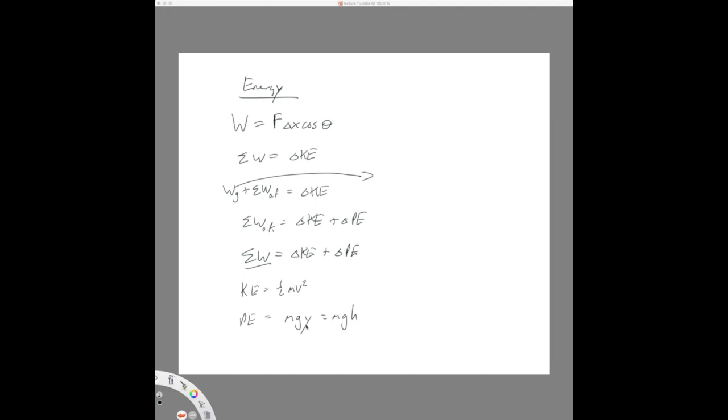So if I call the floor of this room 0, but someone upstairs might call the floor of this room minus 8 feet or something. When I do an experiment, it doesn't matter, because if something drops 2 feet and it goes from 2 feet down to 0 or -6 down to -8, it's still dropping 2 feet, and that's what we can measure.